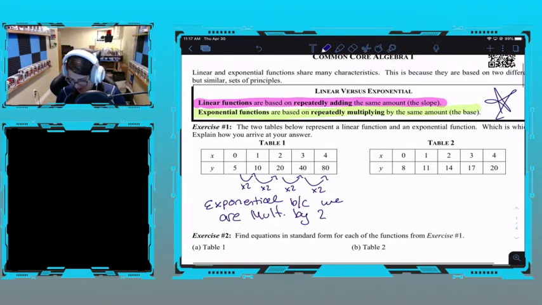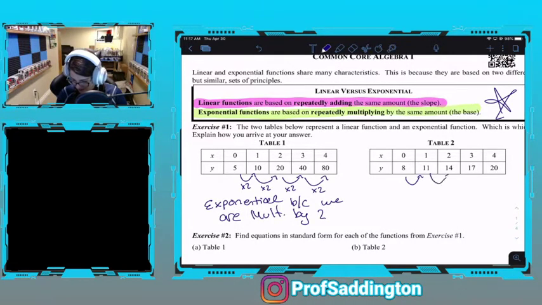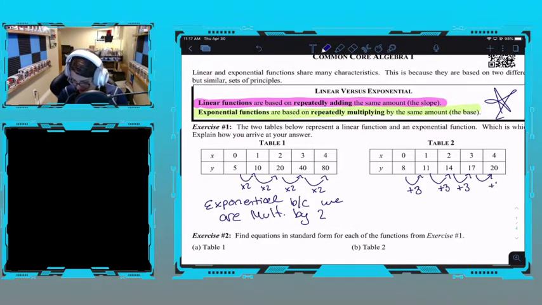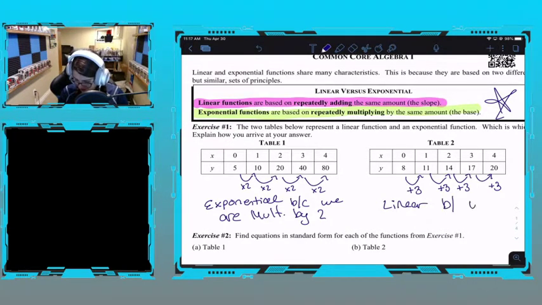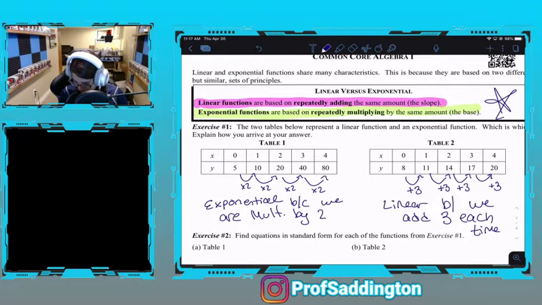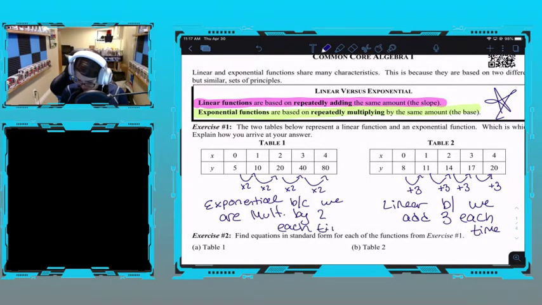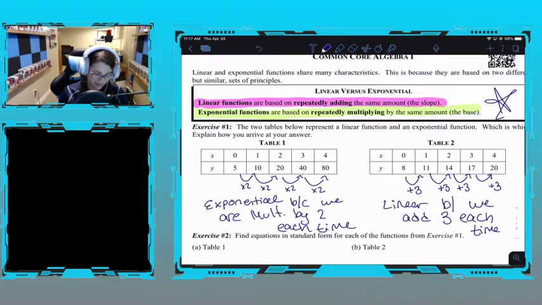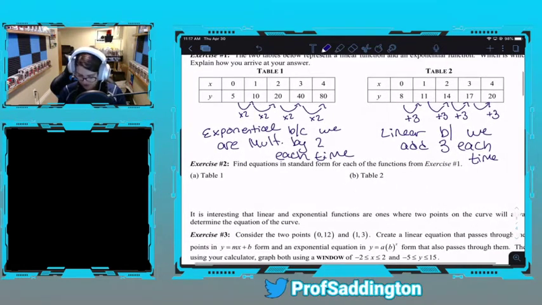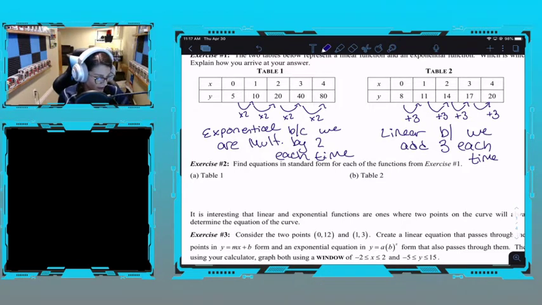But the next one, let's see, we're going from 8 to 11, 11 to 14, 14 to 17, 17 to 20. Each of those times we're increasing by 3. So this is an example of a linear model because we add 3 each time. So there's a clear example of one's multiplying and one is adding. Now it wants us to find the equations for each of those.